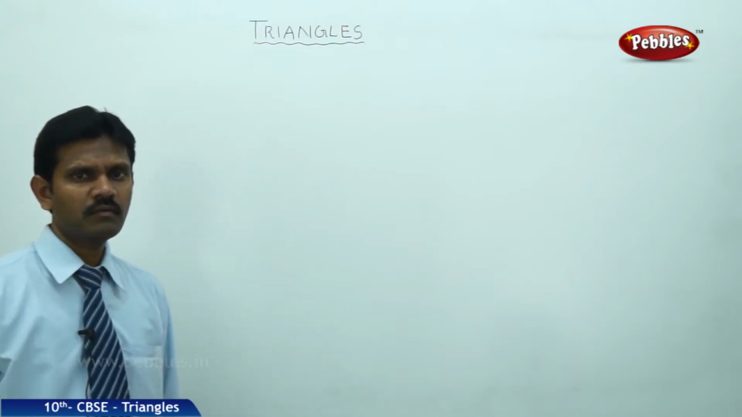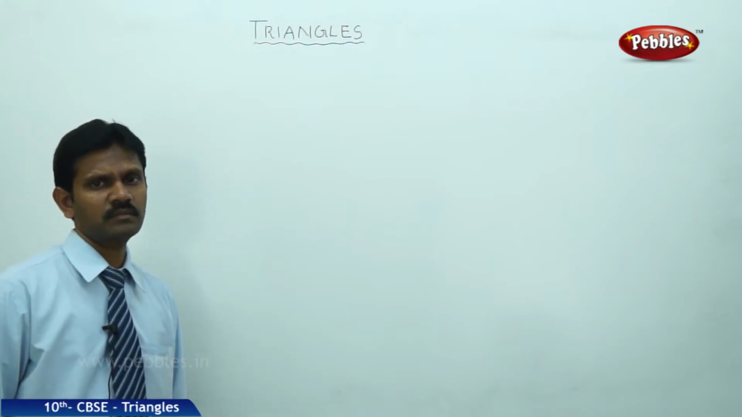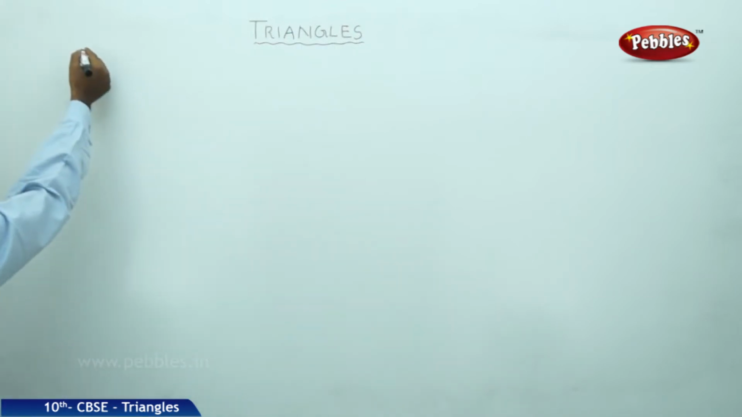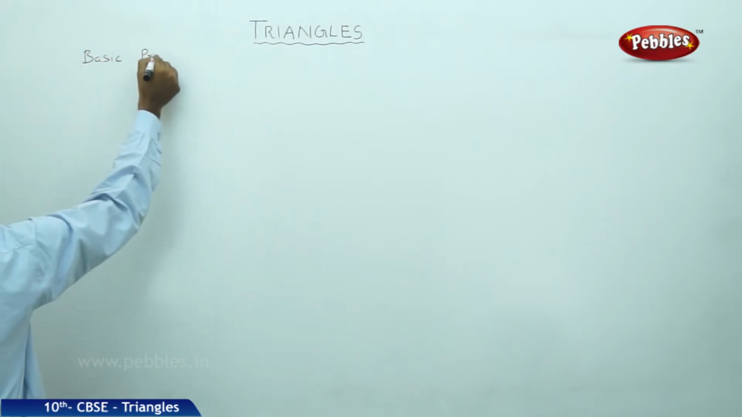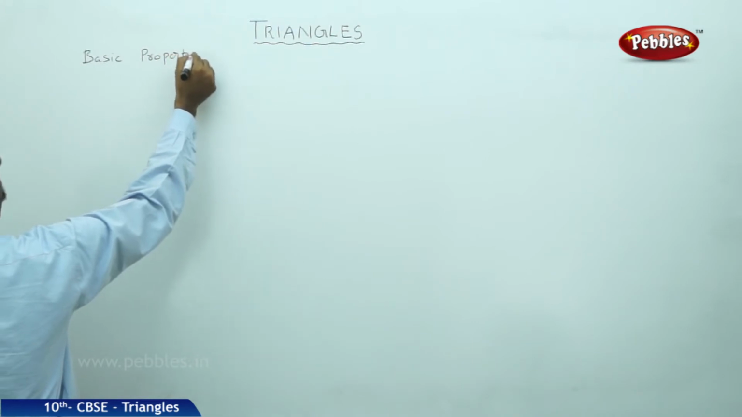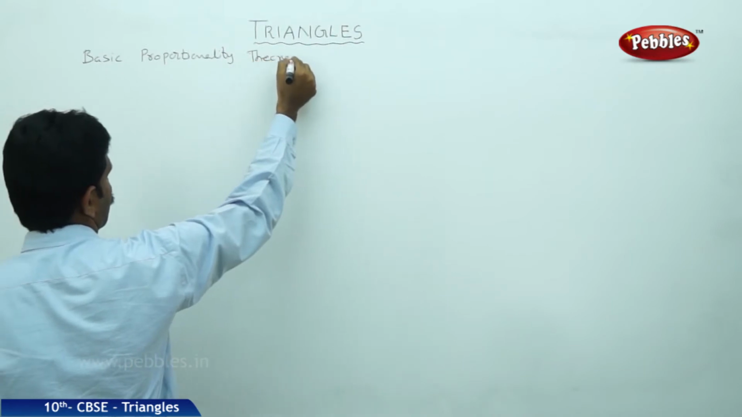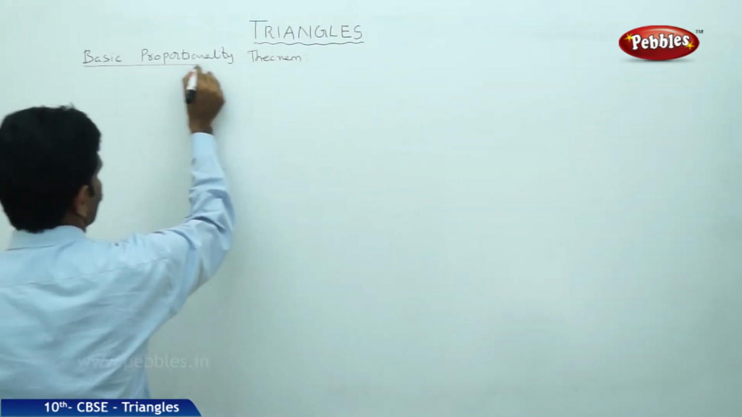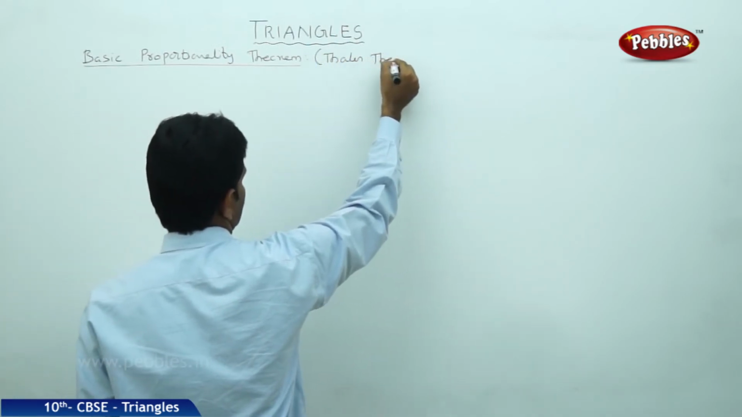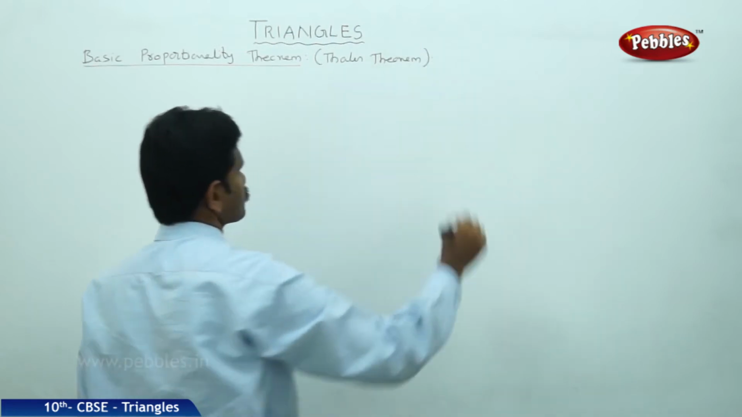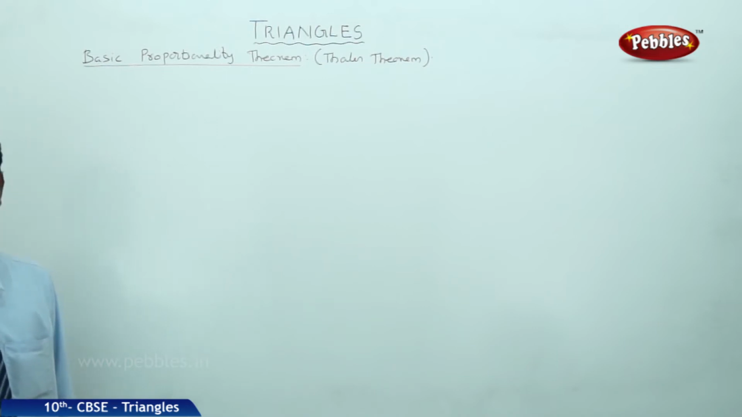Let us see one of the important theorems of triangles, the basic proportionality theorem, which is also known as Thales theorem. Now, what is the basic proportionality theorem statement?